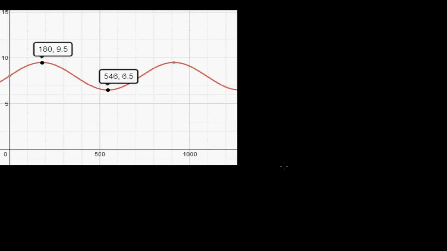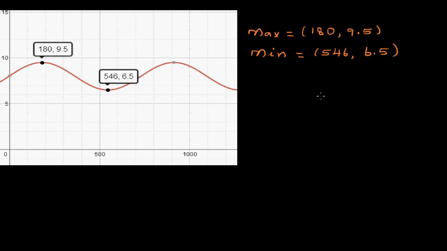Let's write the equation of this trig graph by just looking at the maximum and minimum. The maximum has x coordinate 180 and y coordinate 9.5. The minimum has x coordinate 546 and y coordinate 6.5. So these two coordinates will help us to determine the other facts.